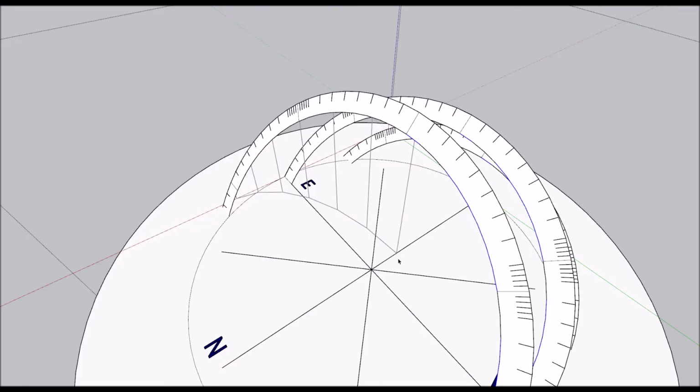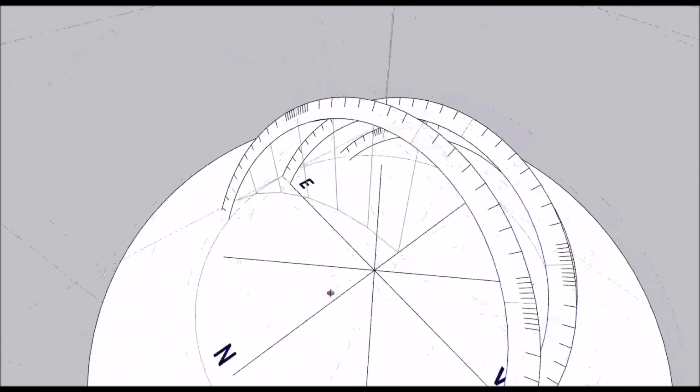And it would be where this point, where this line crosses that circle, would give us the altitude information. So that's how the sun path diagram goes together.